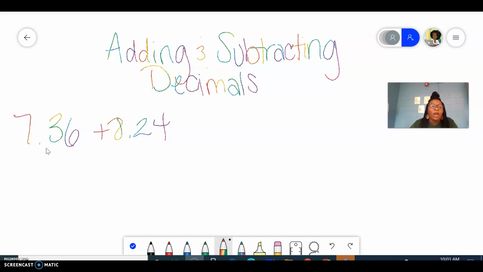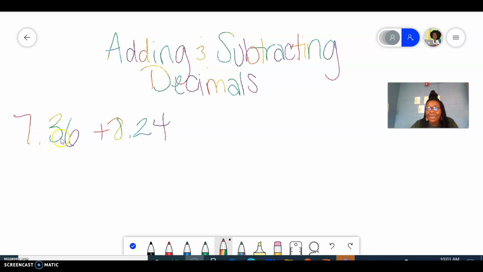So our first example that we're going to do today is 7.36 plus 8.24. There's a lot of different ways that we could say these decimals. We could also say $7.36 plus $8.24. We could also say 7 and 36 hundredths plus 8 and 24 hundredths.